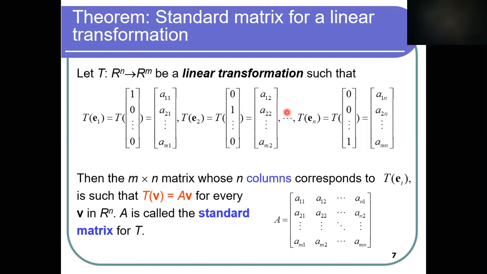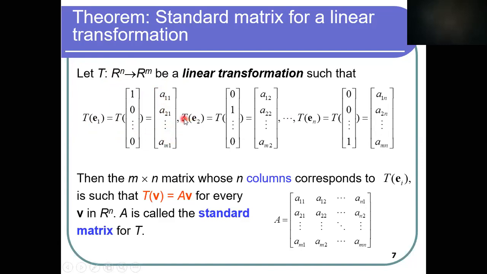So let us come to how we link the standard basis with linear transformation. Let T from Rn to Rm be a linear transformation, and let e1 be (1, 0, 0, ..., 0), an n-dimensional vector. If you apply T on this, you will get the first column vector.